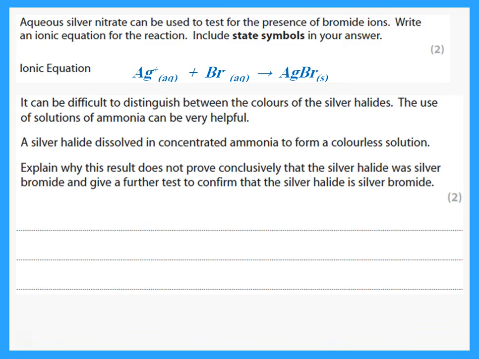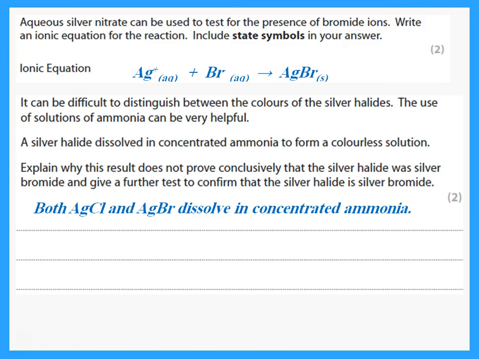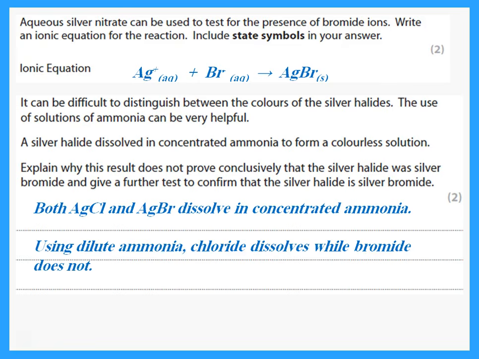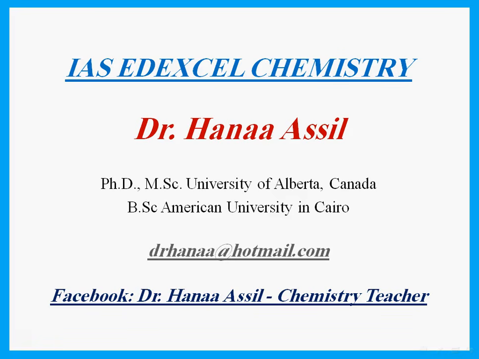It can be difficult to distinguish between the colors of the silver halides, so we use ammonia. A silver halide dissolved in concentrated ammonia. Explain why this result does not prove that the silver halide was silver bromide, and give a further test to confirm that the silver halide is silver bromide. Remember that we said if we add concentrated ammonia, both silver chloride and silver bromide would dissolve. So you should use dilute ammonia. In that case, if it is chloride, it dissolves. If it is bromide, it would not dissolve.